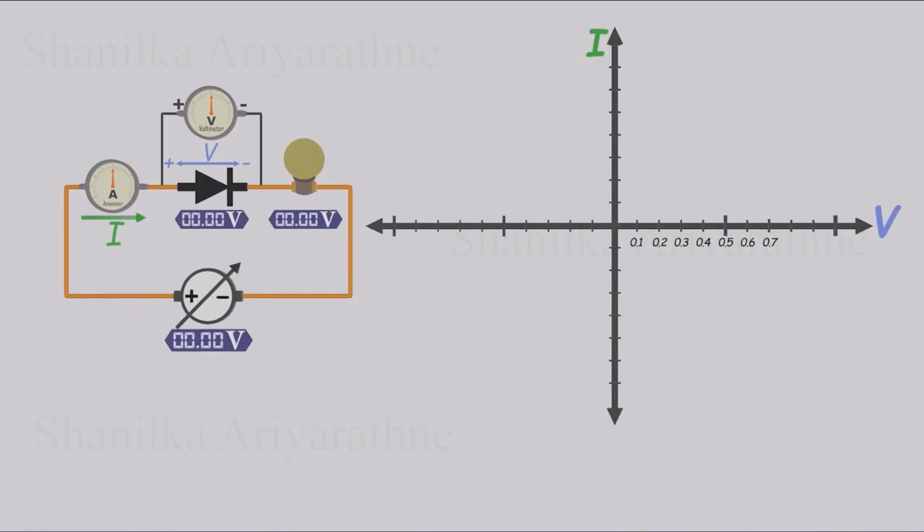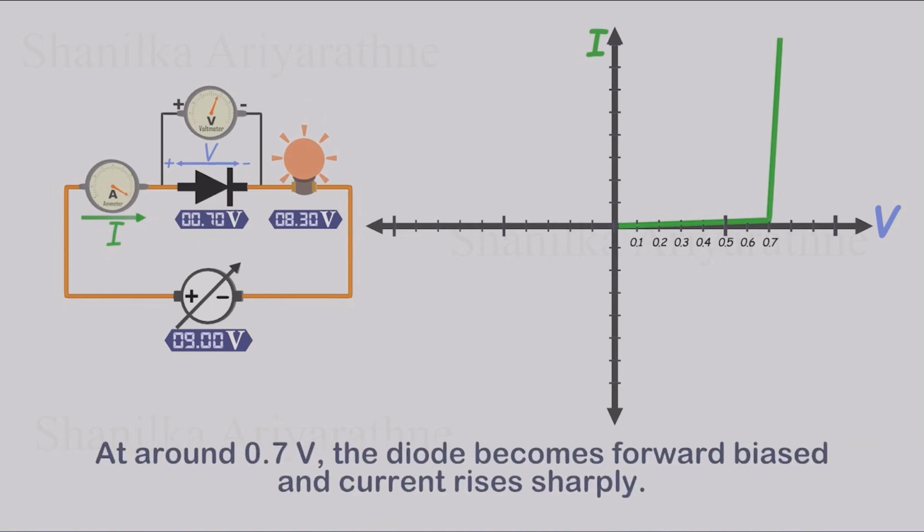At the beginning, the source voltage is 0. That means the voltage across the diode and the light bulb is also 0. We start at 0 volts, and as expected, there's no current flowing. Even as we slowly increase the voltage, we still don't see any noticeable current. This continues until we reach about 0.7 volts. Once the voltage reaches roughly 0.7 volts, something interesting happens. After passing this point, the current increases very rapidly, almost as if the diode has suddenly turned into a closed switch. At this stage, we say the diode is forward biased.